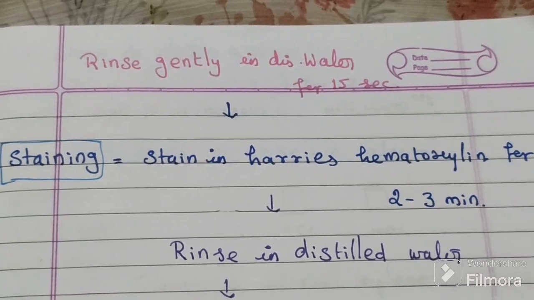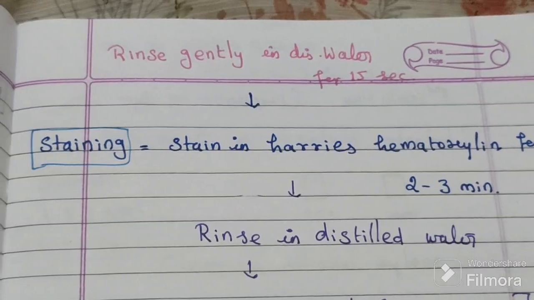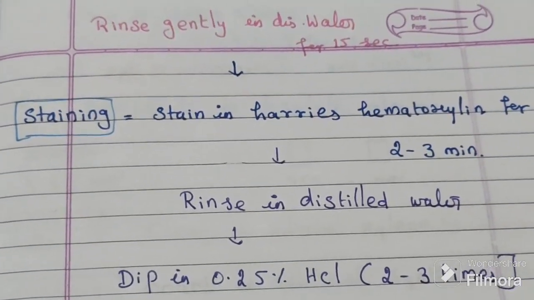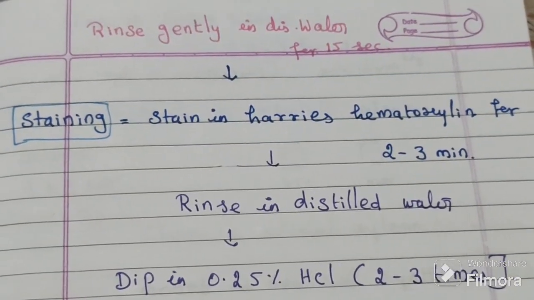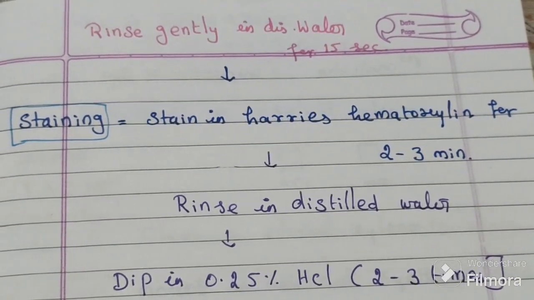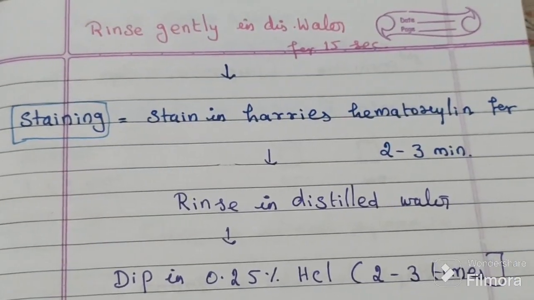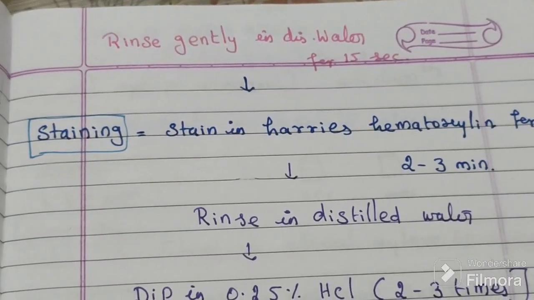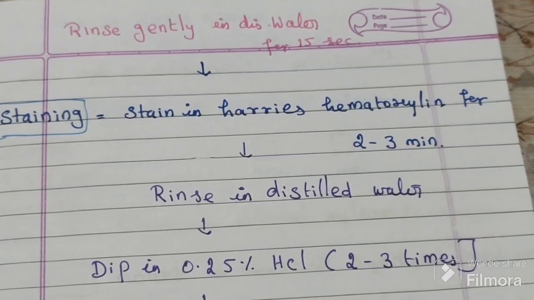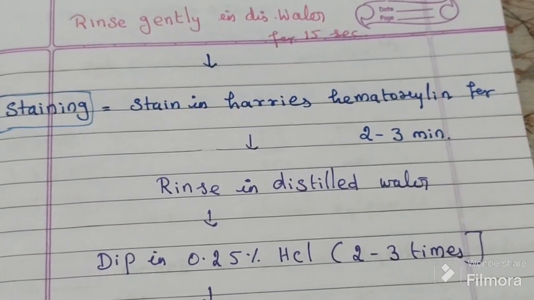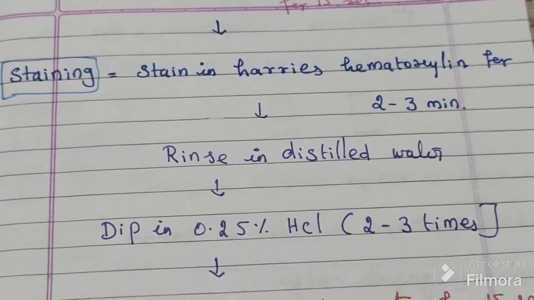After that we want to wash gently in distilled water for 15 seconds. After that we want to do staining. The differentiation process involves the removal of excess stain until the color is retained only in the appropriate cell component. So for staining we are using Harris hematoxylin for 2 to 3 minutes.